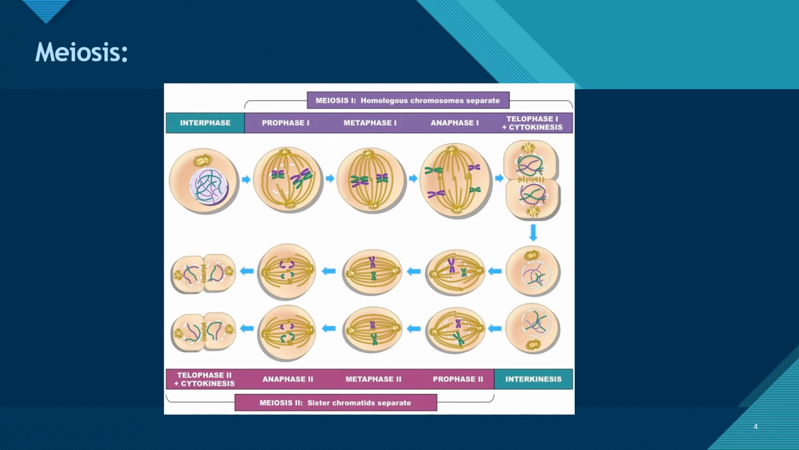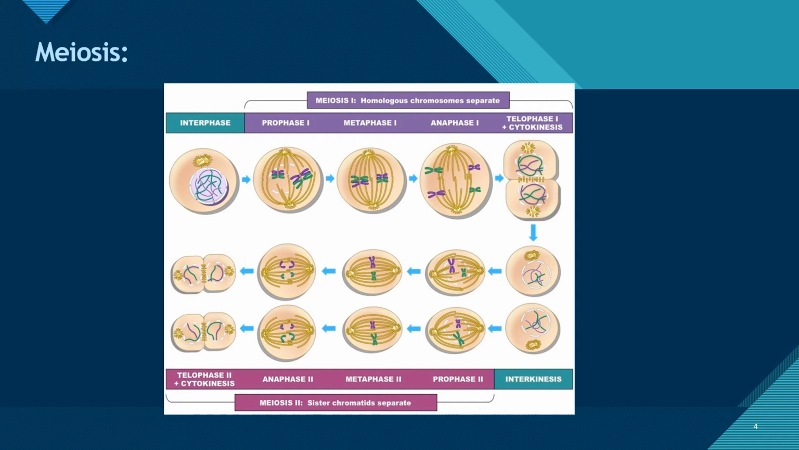Next, we have meiosis, and meiosis is a bit more complicated because there are lots of different phases. So remember, we have meiosis 1, where the homologous chromosomes separate, and then we have meiosis 2, where the sister chromatids separate.